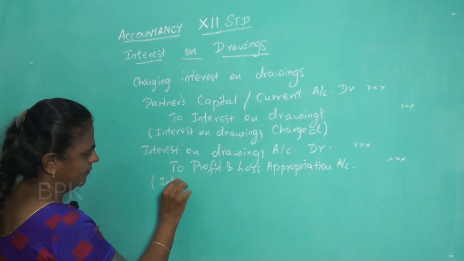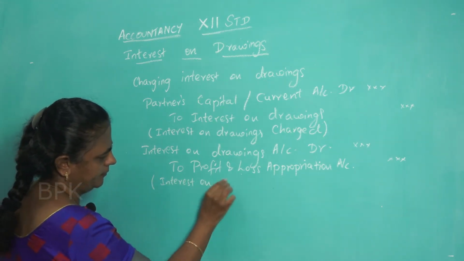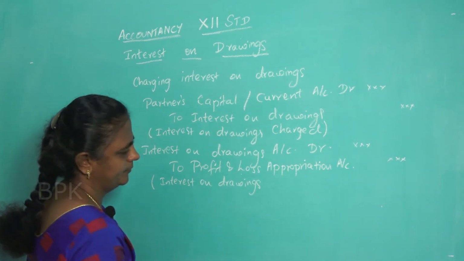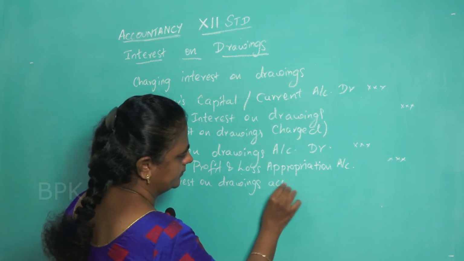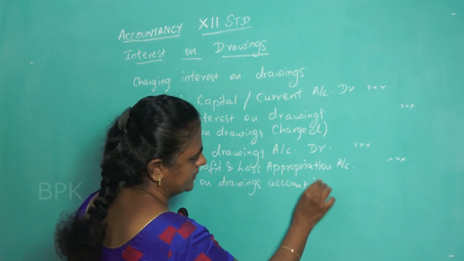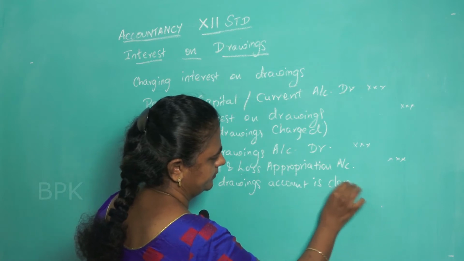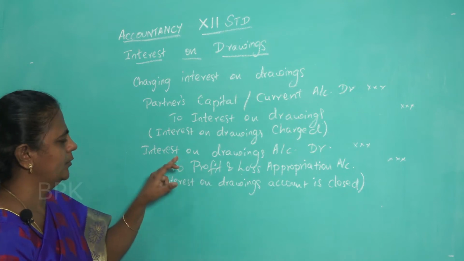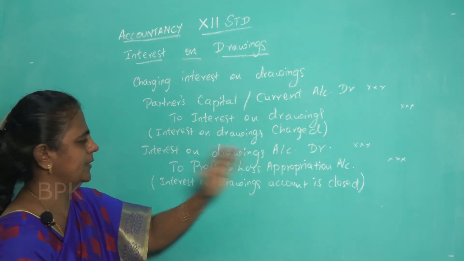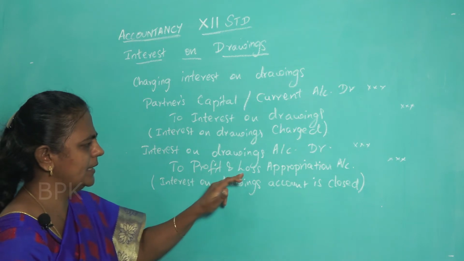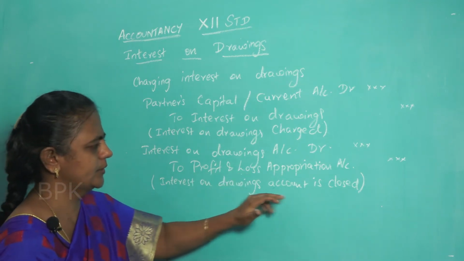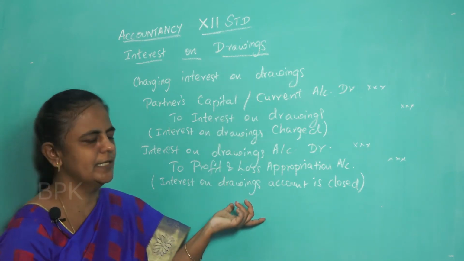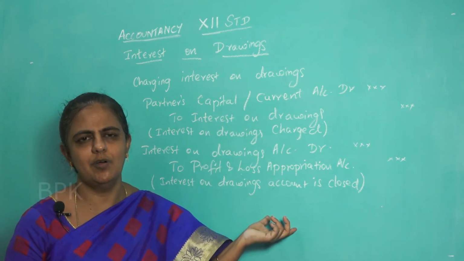Interest on drawings account is closed. When you transfer it to profit and loss appropriation account, you have to put it on the credit side. So, P&L should be credited. Interest on drawings account is closed. Hope you understood, children. These are the two journal entries you have to do for calculating interest on drawings.